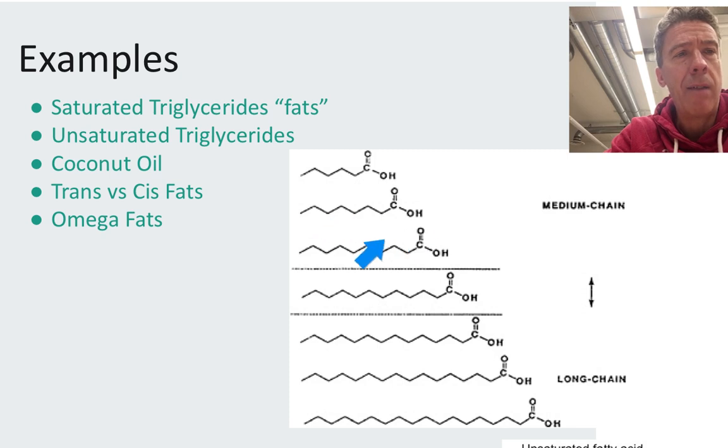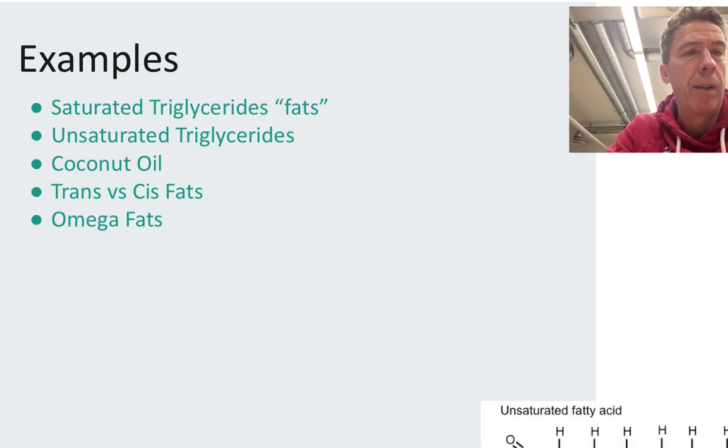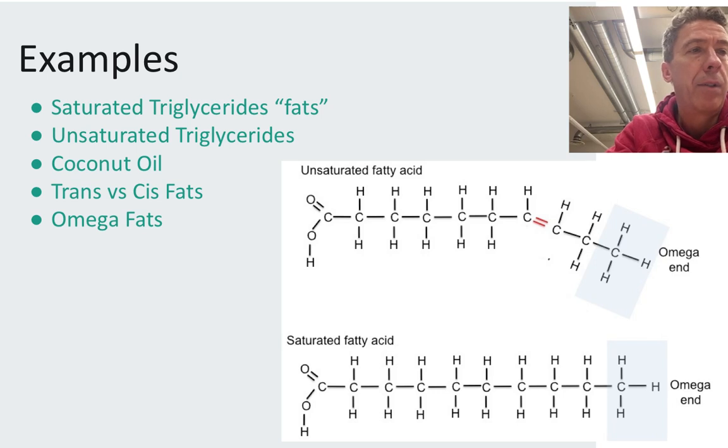But the length of that fatty acid chain will affect our ability to digest it, break it down, use it for energy in our cells. So medium chain fatty acids, like coconut oil, are really good for us, okay? The final example I want to highlight, because I'm sure you've heard of it, is omega fats. Omega-3 fats versus omega-6 fats, you sometimes hear about those things.